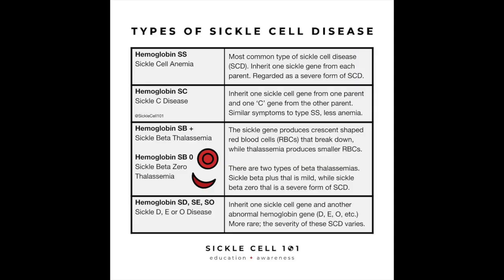Hemoglobin S can be combined with beta thalassemia and hemoglobin C to also produce sickling disease. Therefore, the diagnosis of sickle cell disease must be made on hemoglobin electrophoresis, which in true hemoglobin SS disease will show 90 to 100% hemoglobin S and 0 to 10% hemoglobin F.